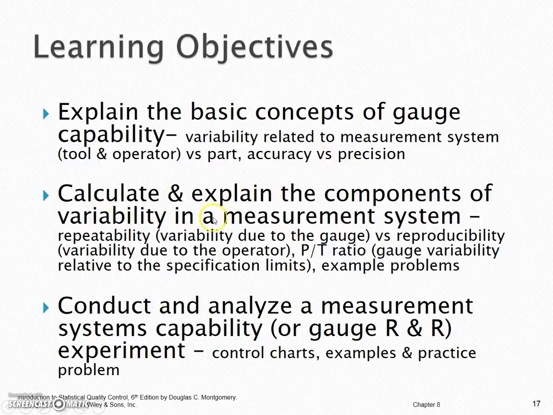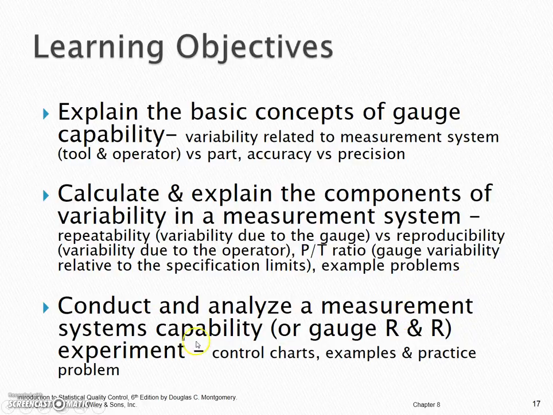Then calculate and explain the components of variability in the measurement system. So repeatability, which is the variability due to the gauge or the tool, and reproducibility, which is the variability due to the operator. Remember, reproduce, OOO, operator, OOO is how I remember that. We also talked about the precision tolerance ratio, so gauge variability relative to specification limits, and we talked about how to discuss the assessment, the analysis of the variability due to the measurement system in total, as well as variability of the measurement system in relation to the user specifications, the precision tolerance ratio, with some example problems.